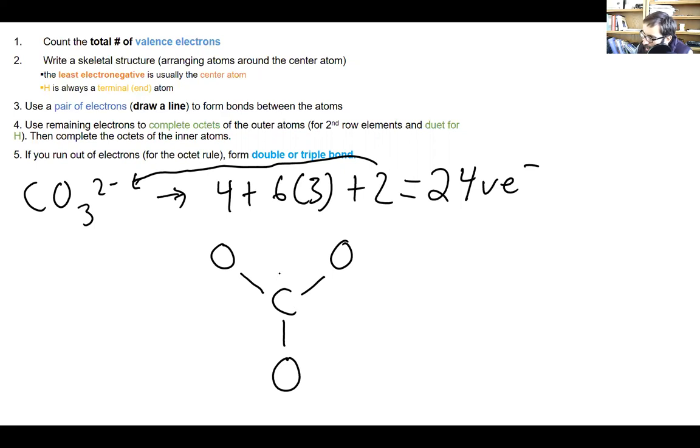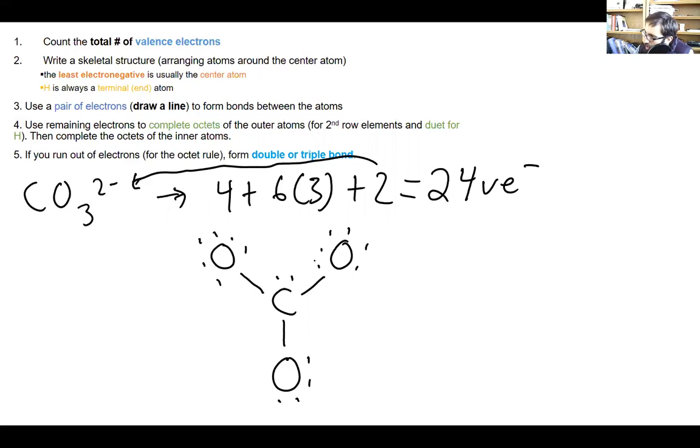So let's put 2 electrons on carbon. That brings carbon to an octet, 2, 4, 6, 8. Okay, that's good. That means 24 minus 8, 16 left over. So let's equally spread them out. 2, 4, 6, 8, 10, 12, 14, 16. Ran out. Hopefully at this point you can start to see these oxygens don't look the same.